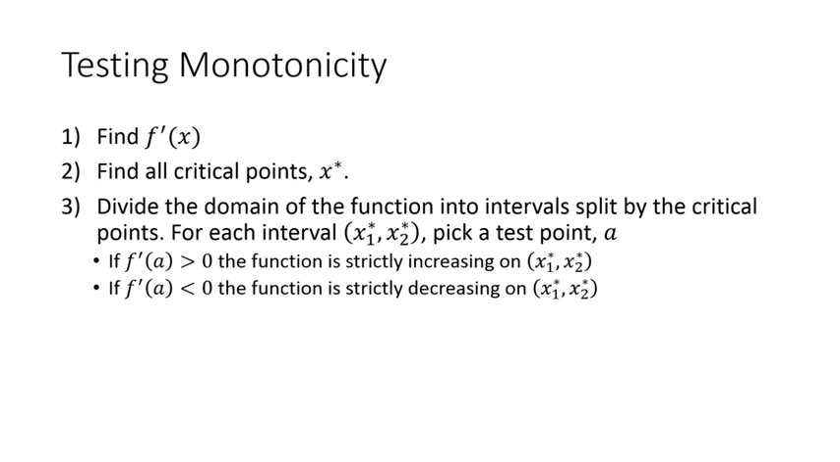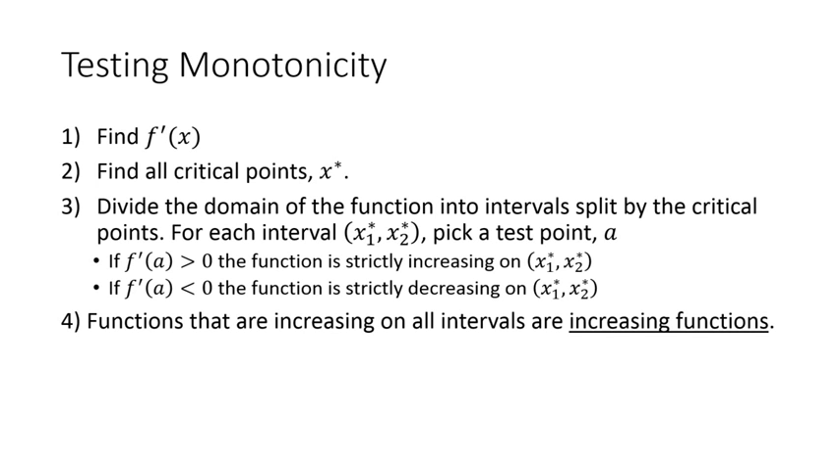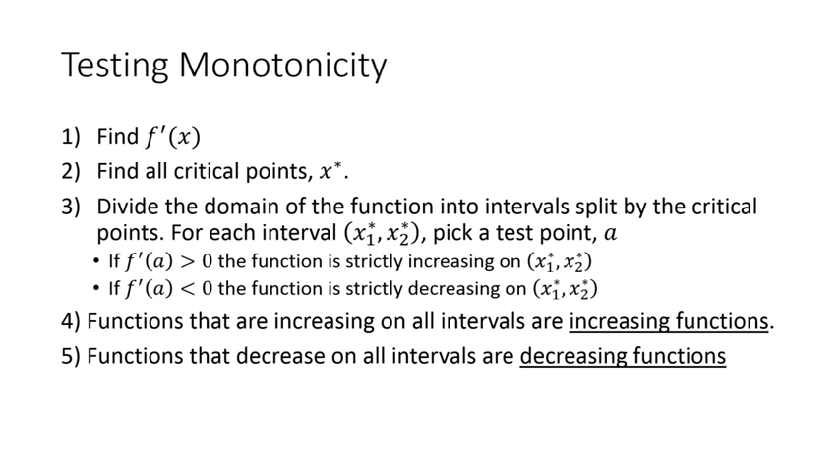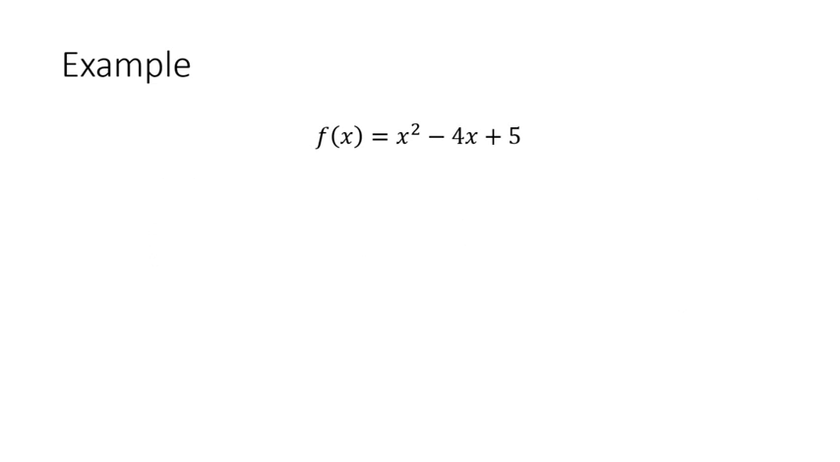And then you can conclude, based off of that single test point, that the function is increasing or decreasing over the entire interval. Functions that are increasing on all intervals we call increasing functions. Functions that are decreasing on all intervals are called decreasing functions. This is a good time to do this because the process that you use is very much related to the process that you use to find local extrema. So we'll go ahead and take an example.